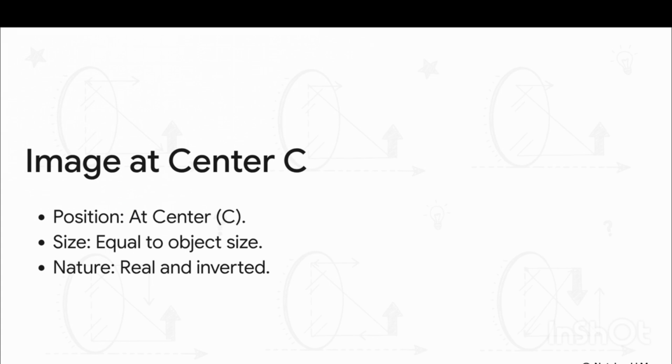We apply our trusty rules to draw 2 rays again, one parallel reflecting through the focus and one through the focus reflecting parallel. And wow, they intersect exactly under point C. This brilliantly illustrates a key fact. When you stand exactly at the center of curvature, your image forms right there at the exact same spot. It's real, it's inverted, and remarkably, it's exactly the same size as the original object.